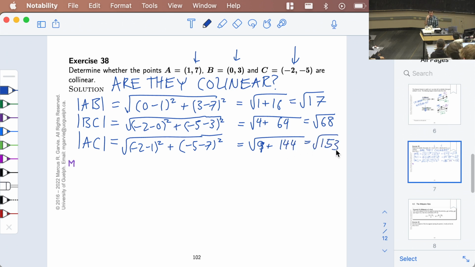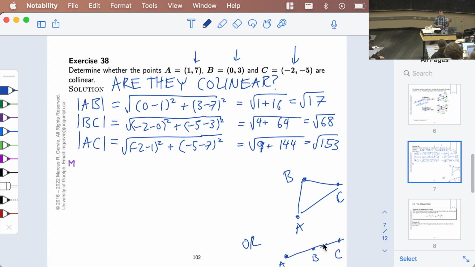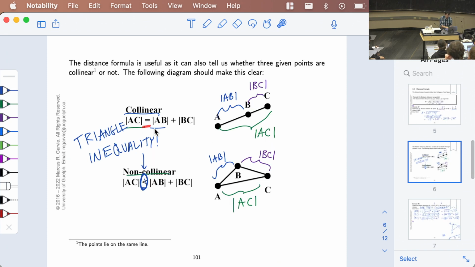OK. Now that you've calculated these 3 distances, you can imagine drawing the triangle just like we had before. You can draw the triangle A, B, C, and it's going to look something like this, or it's going to look like this, A with B on the way, and then C like that. You can tell which triangle it's going to be by comparing the lengths. So you're going to compare these numbers and see, is it obeying the triangle inequality? Is it an equal sign? Is one the sum of the other two?